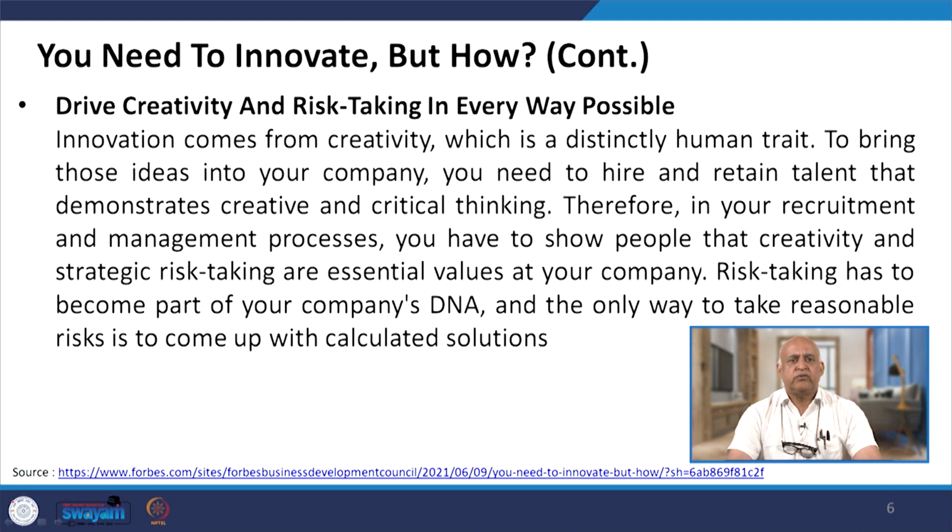To bring those ideas into your company, you need to hire and retain talent that demonstrates creative and critical thinking. Therefore, in your recruitment and management processes, you have to show people that creativity and strategic risk taking are essential values of your company. Risk taking has to become part of your company's DNA, and the only way to take reasonable risk is to come up with calculated solutions.